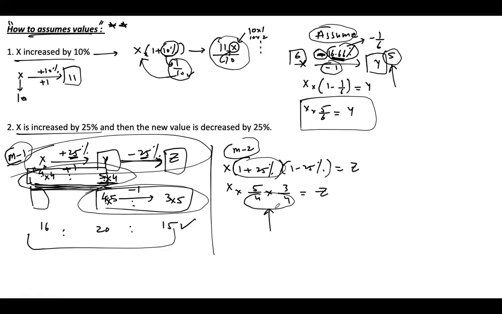16. No, sorry, 2, 4. Two 4s, which is 16. So just by looking at this, 4 in the denominator, 4 will also come in the denominator, and 4 into 4 would be 16.